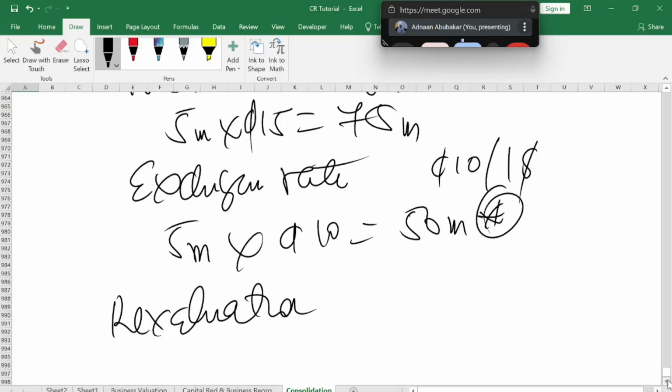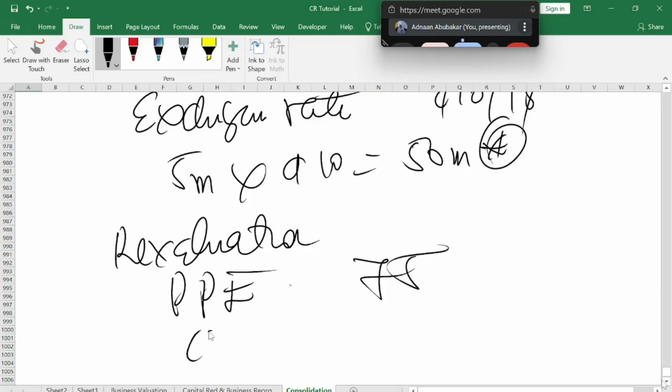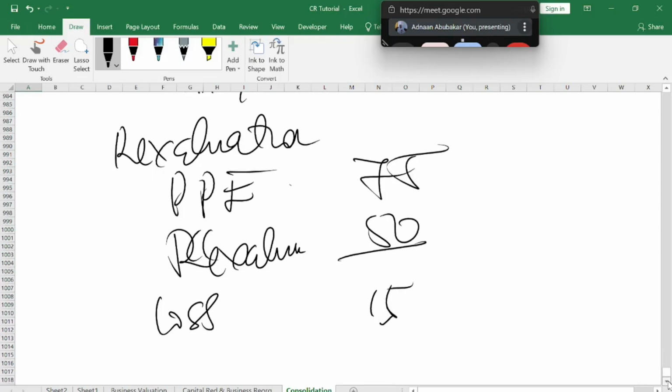So here, how do you calculate your PPE or the asset? Your original book value or carrying amount of the asset from the beginning of the accounting year was 75 million. Now your PPE is valued at 50 million. So there is a revaluation loss of 15 million. Can you see that? Yes, sir. So this 15 million, how do you report it in your books?